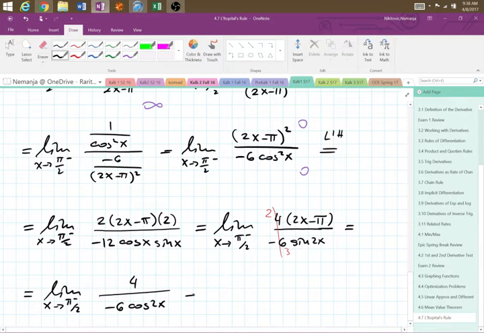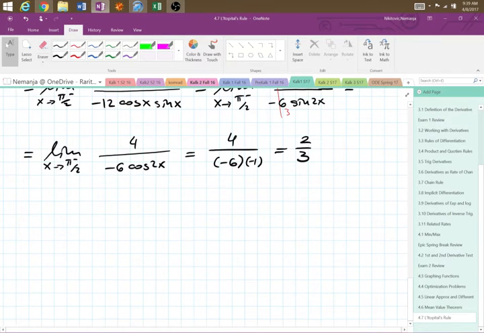And there we go. So now, when you plug in pi over 2, 2x becomes pi, and cosine of pi is negative 1. So you get 4 over negative 6 times negative 1, which is 2/3, I believe. So it worked out to be 2/3. Now, again, you can always use Wolfram Alpha or Mathematica to verify these results.